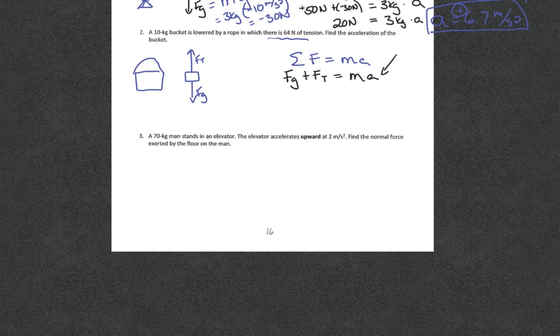Standing in an elevator, the elevator platform, now you know the acceleration. And so you're going to be challenged to find one of the missing forces. In this case, what is the normal force?